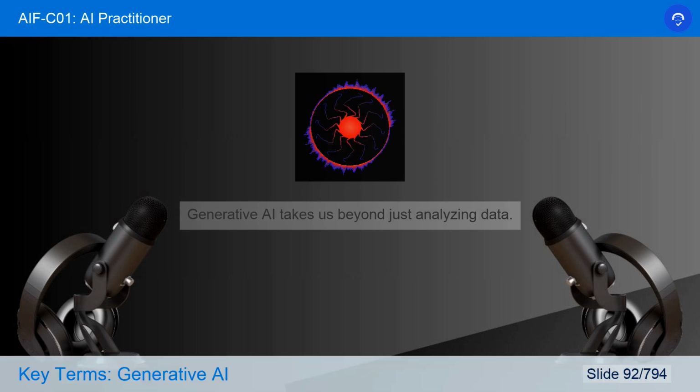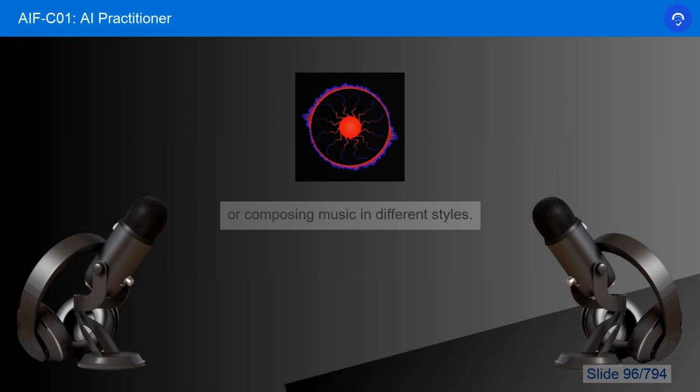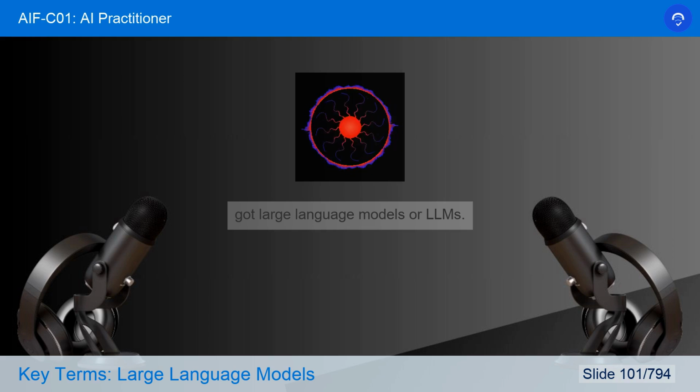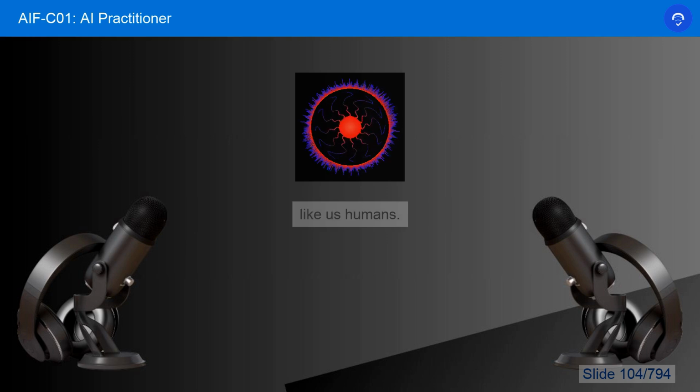What makes this area so exciting? Generative AI takes us beyond just analyzing data. Now we can create new content, anything from text and images to music and even code. Think about generating realistic product descriptions or composing music in different styles. The possibilities are pretty much endless. Wow, that's amazing. What's the technology behind all of this? At the heart of generative AI, you've got large language models, or LLMs. These models are trained on huge amounts of data, which lets them understand and generate language just like us humans.